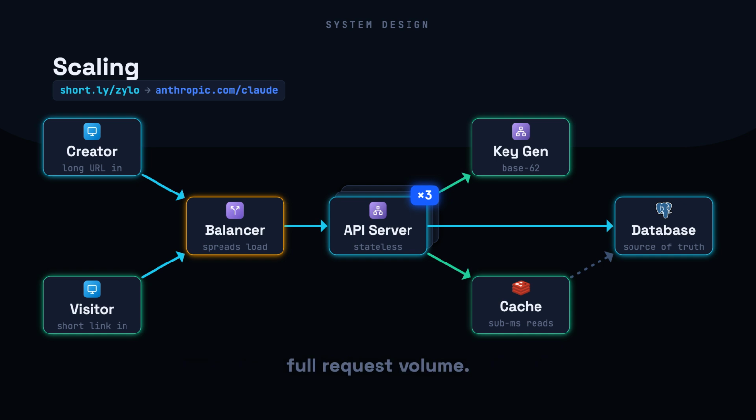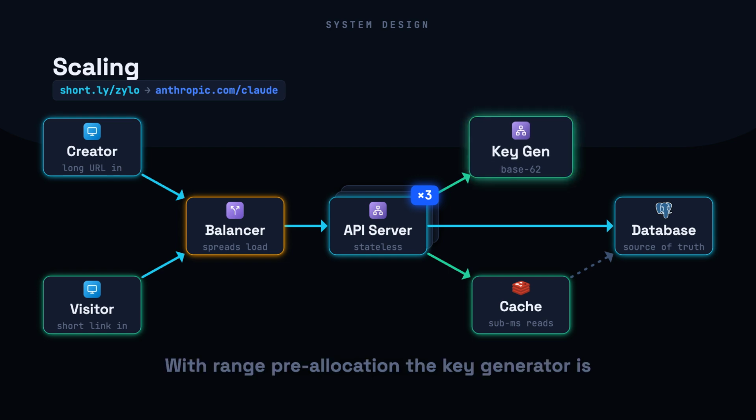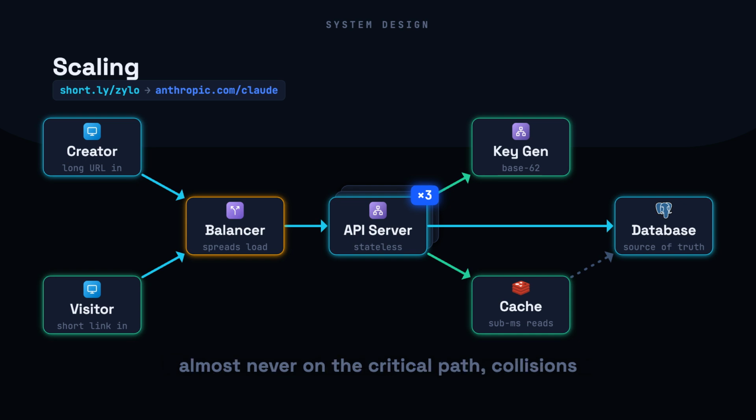The main trade-off is in the key generator. A single shared counter is collision-free but becomes a write bottleneck at extreme scale. The fix is range pre-allocation. Each server claims a block of 1,000 IDs at once and mints codes locally, with no coordination needed on every single write. With range pre-allocation, the key generator is almost never on the critical path. Collisions remain impossible, and the system scales out horizontally without any coordination cost on the hot path.